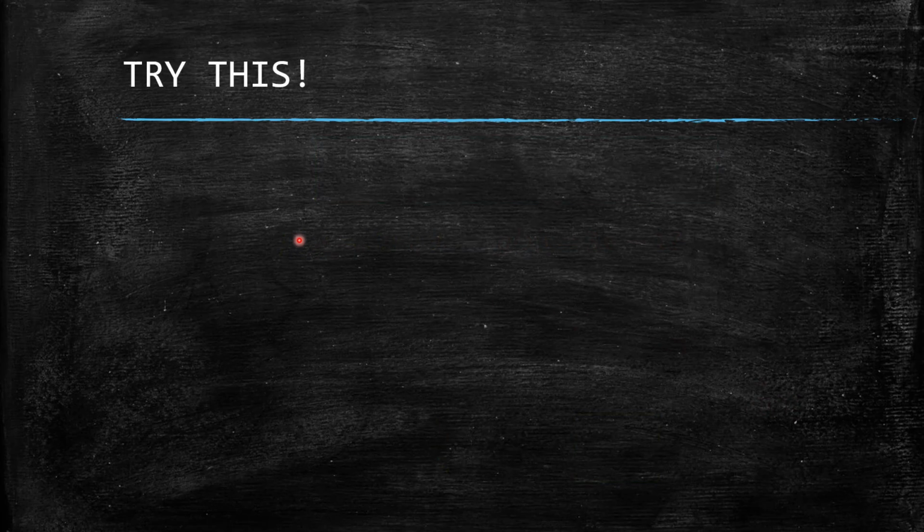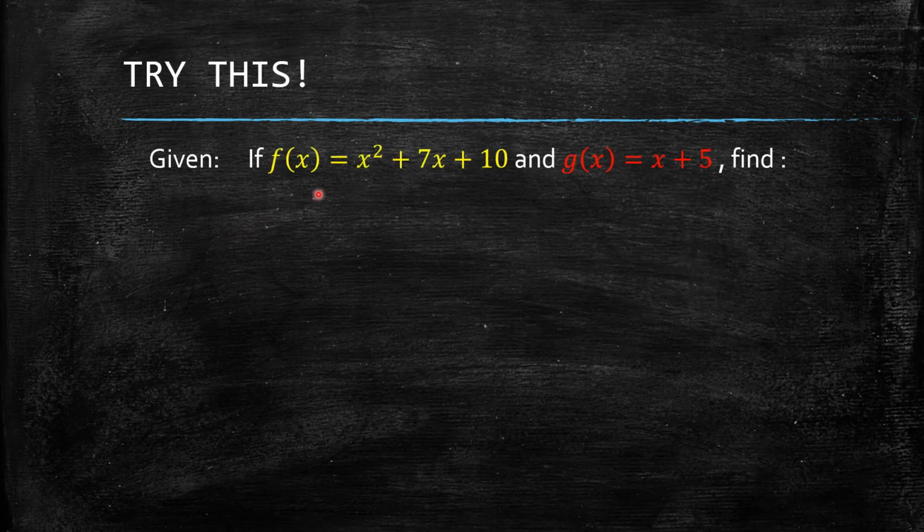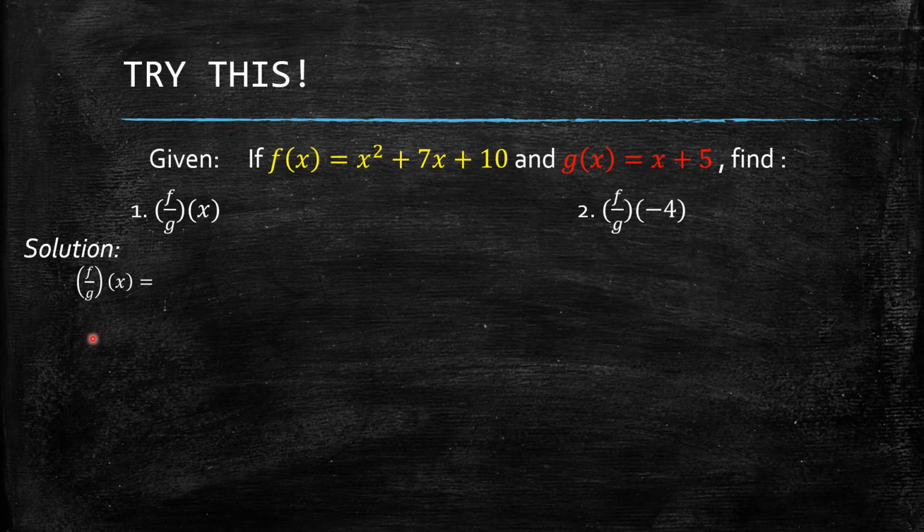Now let us try this example. If f of x is equal to x squared plus 7x plus 10 and g of x is equal to x plus 5, find number 1, f over g of x, number 2, f over g of negative 4. So for number 1, let's have f of x divided by g of x. Next is to substitute. It will become x squared plus 7x plus 10. That's the given for f of x. And then denominator, we have x plus 5 for g of x.